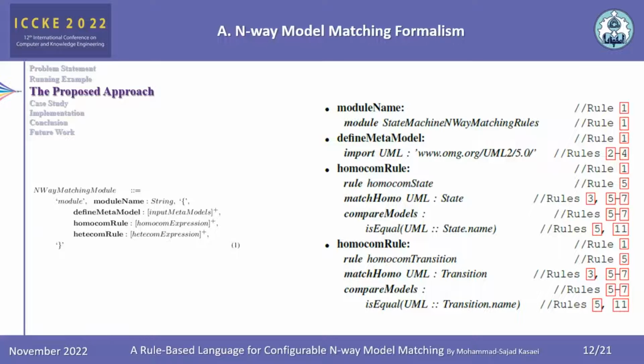In this example, we specify a name for our module, and then we use a UML metamodel, and after that we write two different rules. One of them is for state and the other is for transition.